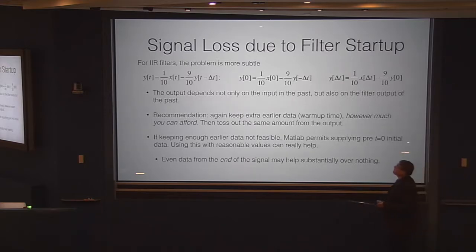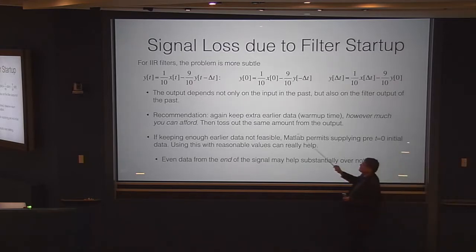For IIR filters, the problem is much more subtle. So here's an example of an IIR filter. It has feedback. The output at time 0 relies on the input at time 0, which you have. It relies on the output at the earlier time, which you don't have. So you have to write this off. The output at the next time, though, relies on the input at that time. That's fine. But it also relies on the output at the previous time, which you've already written off. So that's a problem. You have to make certain assumptions if you're going to get anywhere.